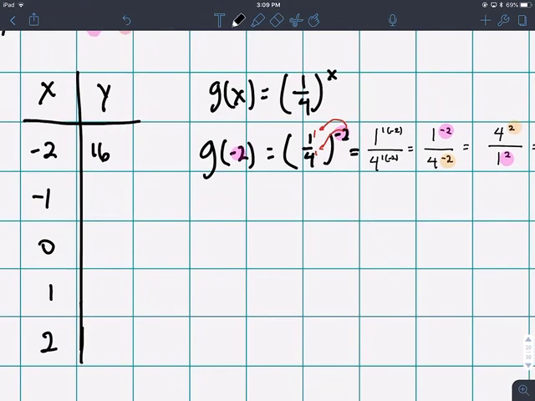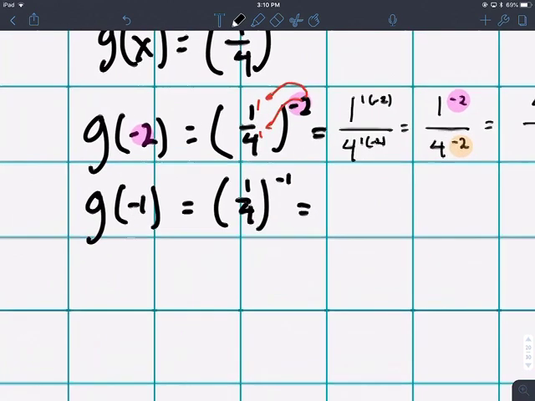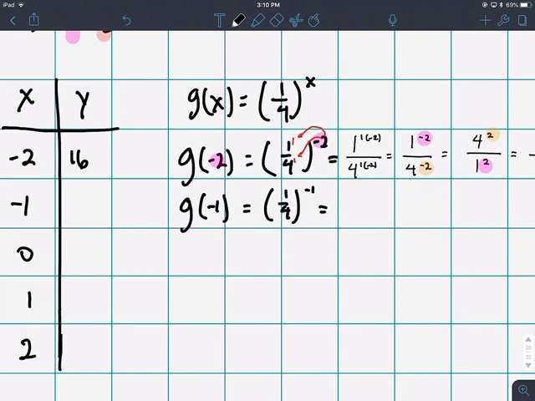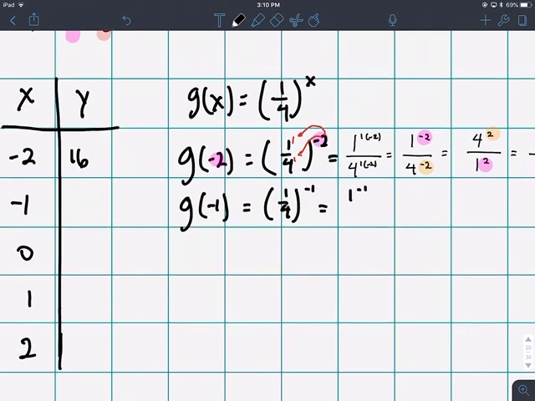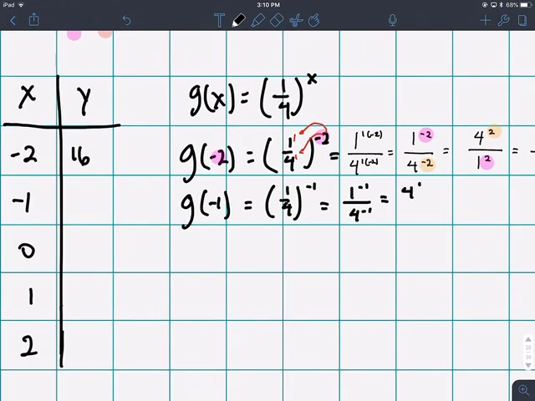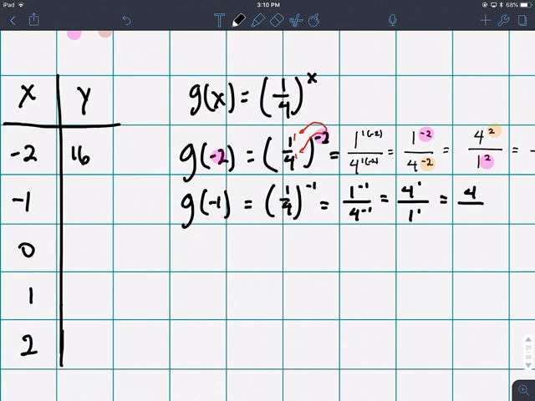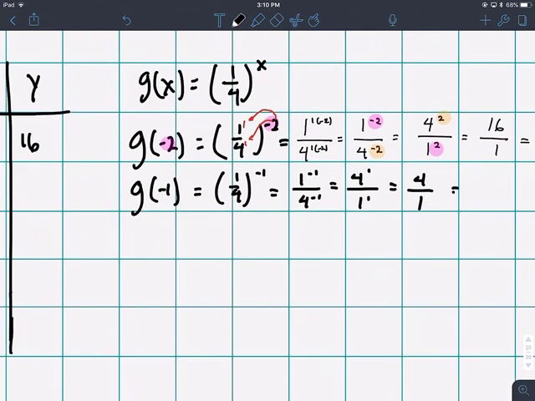So next input, when x equals -1. So again, if I do that, this becomes 1 over 4 to the -1 power. And again, if I do the same thing as I did in the previous one, this is the same thing as 1 to the -1 over 4 to the -1. And because they have negative exponents, I have to switch the location. So this becomes 4 to the +1 over 1 to the +1. But 4 to the 1 power is just going to be 4. 1 to the 1 power is just 1. So this is equal to 4.